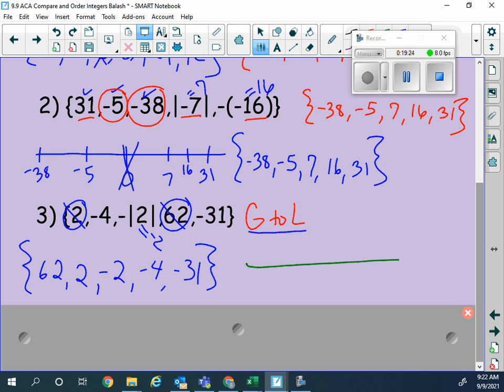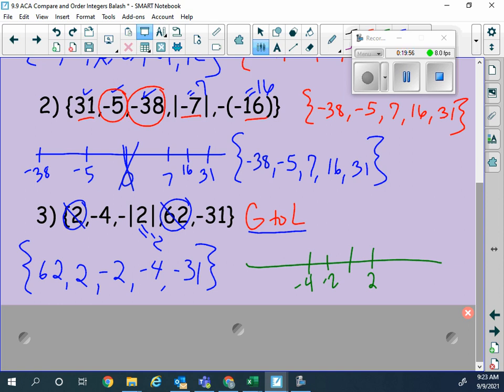Let's check it on the number line. Okay. Where should I put 2? To the right. -4. To the left. It doesn't matter. We're just putting it on the number line. How about negative absolute value of 2? Where'd that go? -2. Between this and this. That's what I need to hear. Between -4 and 0. Good. So -2 would go here.